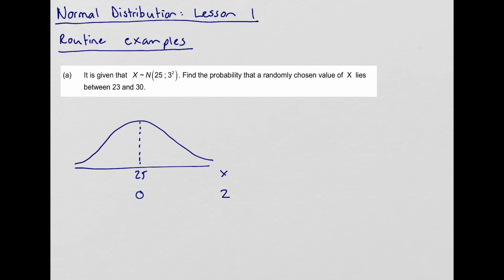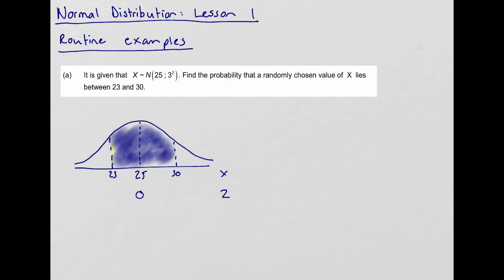They want to know the probability that a randomly chosen value of x lies between 23 and 30. So 23 is roughly there, and 30 would be that side of the mean. Effectively, we're looking for the area bound in between these values, in between 23 and 30. That's the area we're looking for, but we've first got to convert those x values into corresponding z values.